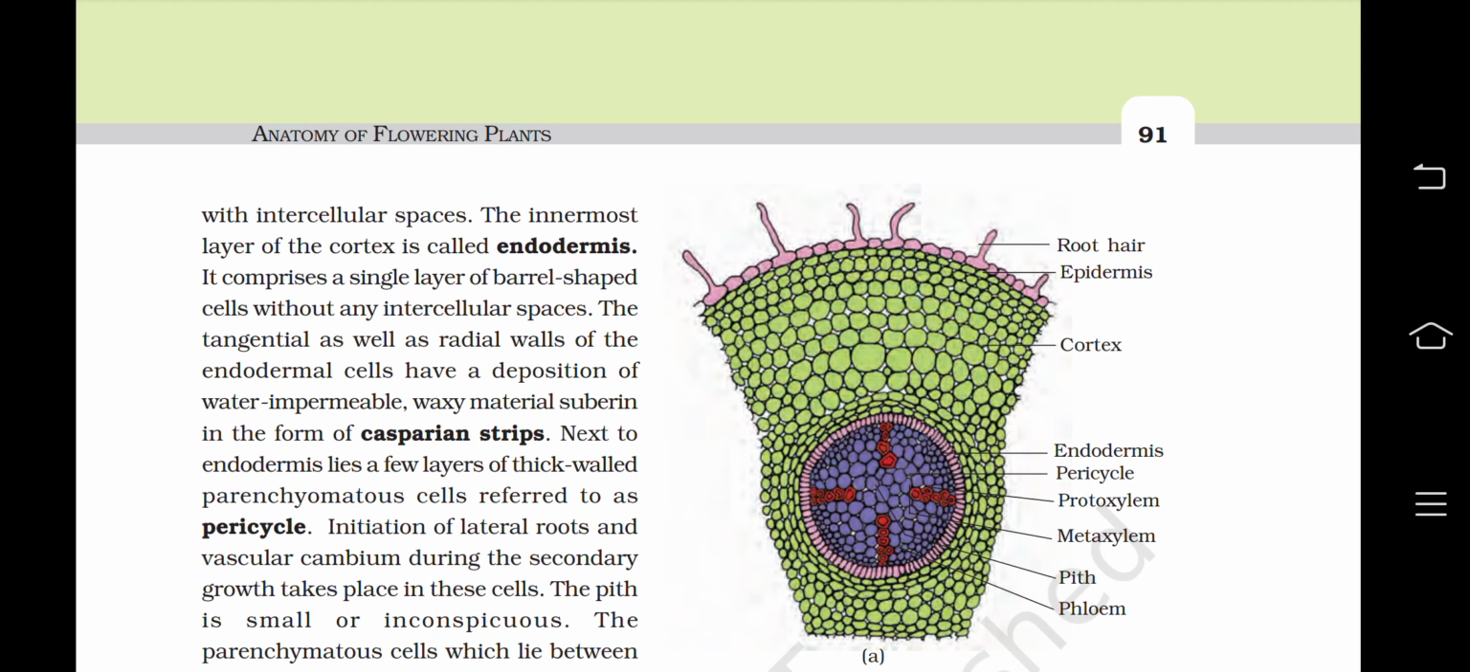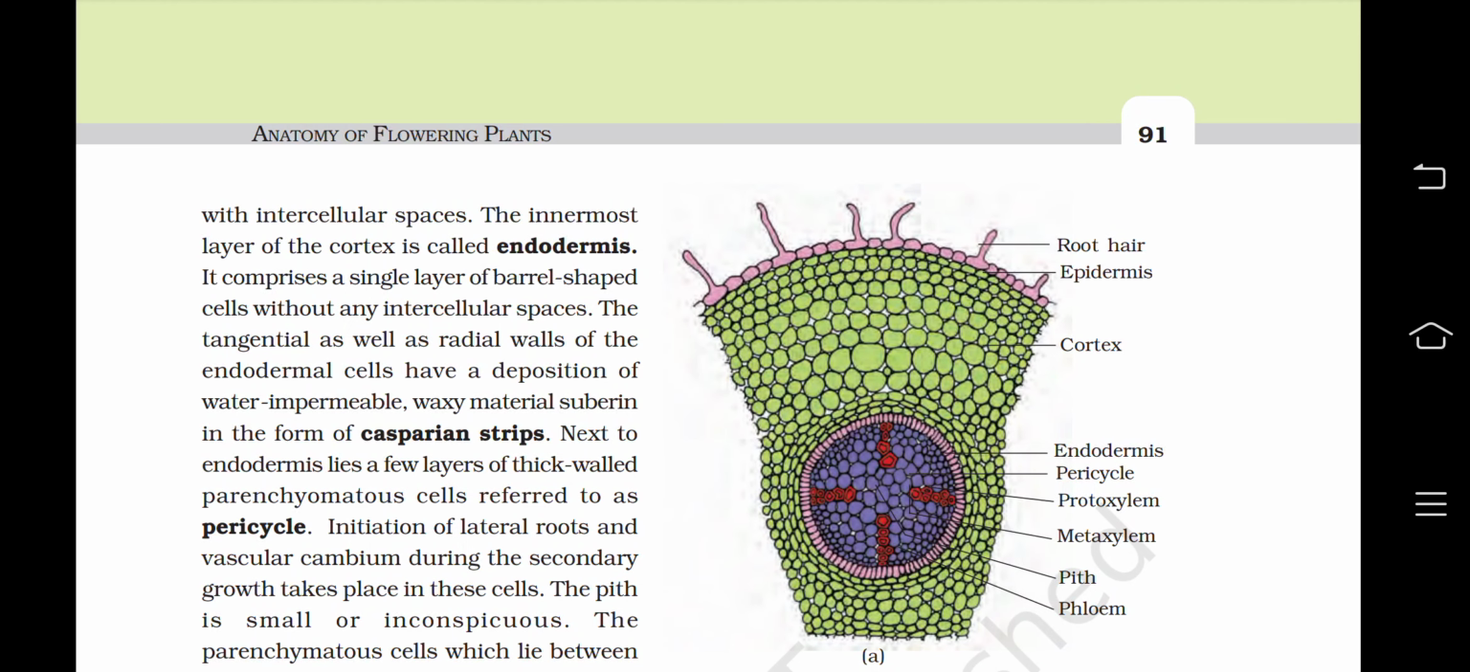And then comes the pericycle. Pericycle also consists of parenchymatous cells. Then comes the pith, which is small and inconspicuous. Parenchymatous cells which lie between the xylem and the phloem are called conjunctive tissue.